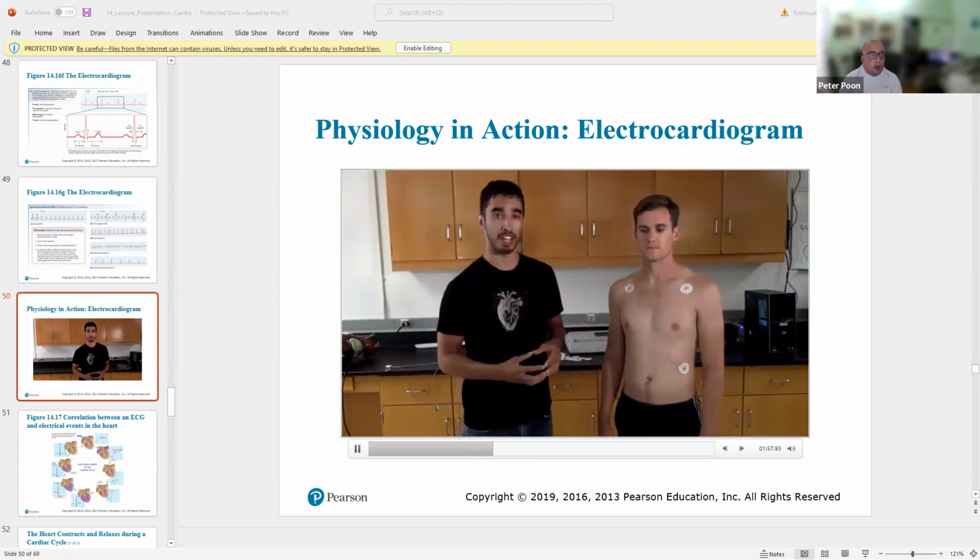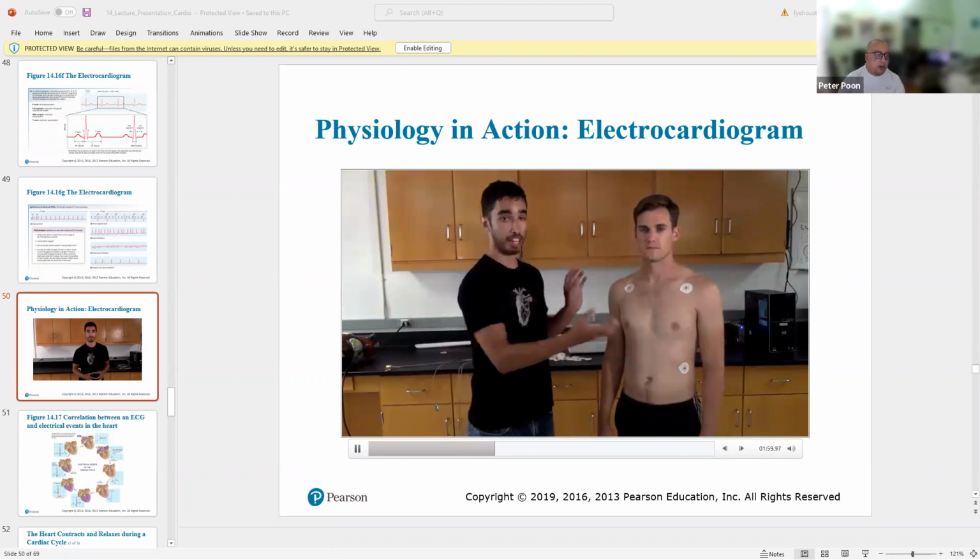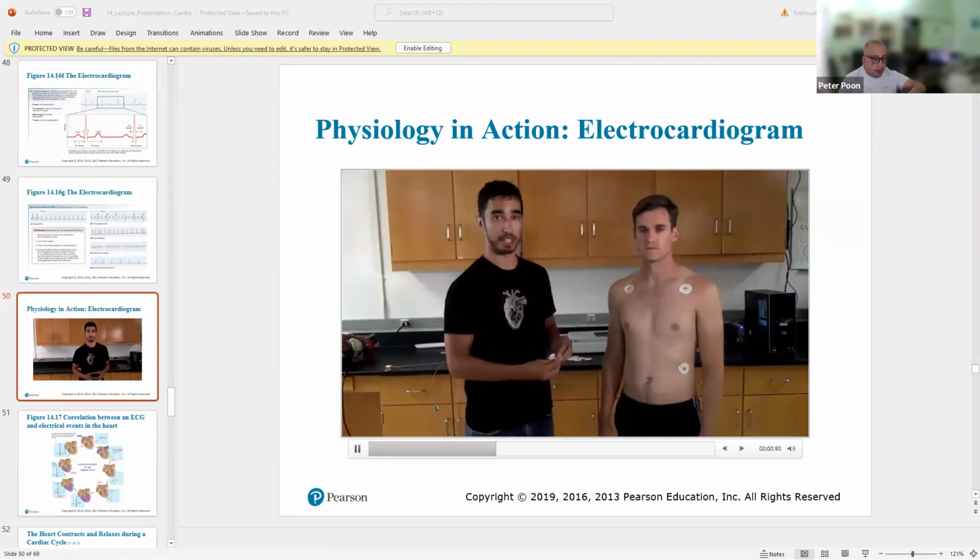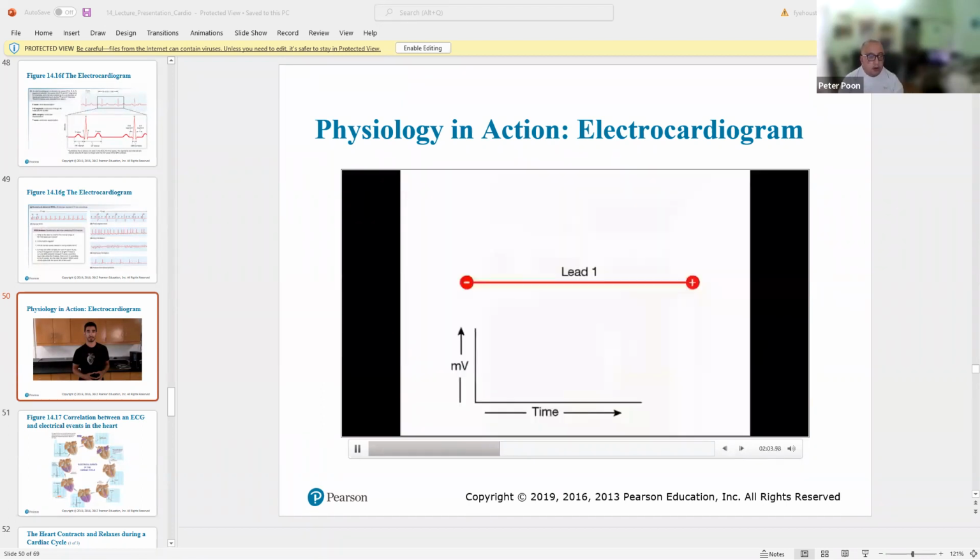When the heart depolarizes, current flows through the heart and both electrodes will pick up the electrical signal. If more activity is moving towards the positive electrode, we see an upward deflection on our ECG.